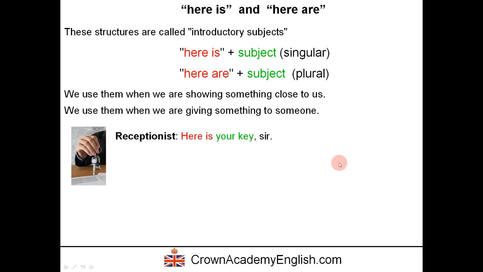So example: the receptionist says, "Here is your key, sir." Here is your key, sir. So this is the singular. Here is, and your key is the subject. So this is introducing the subject. So that is why we call them introductory subjects. Okay? So the receptionist is giving us the key, and he says, "Here is your key."